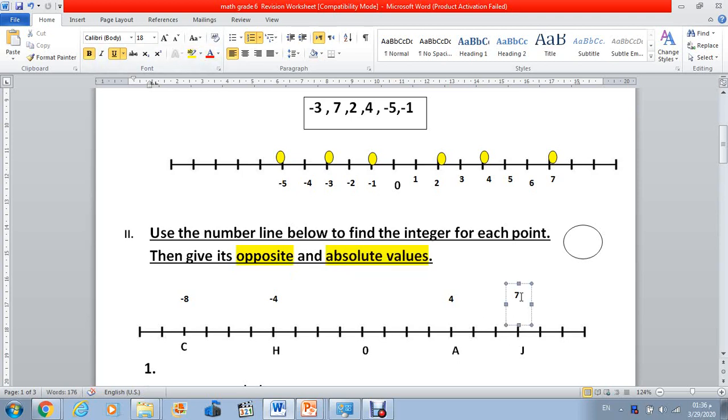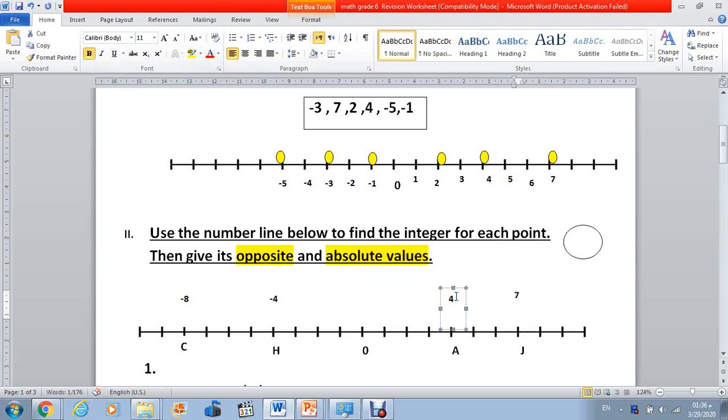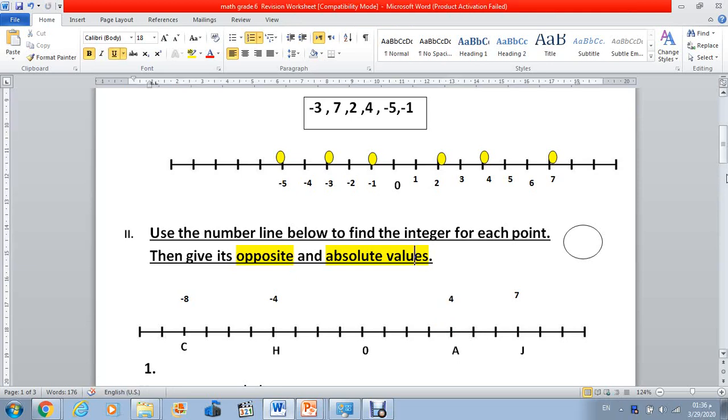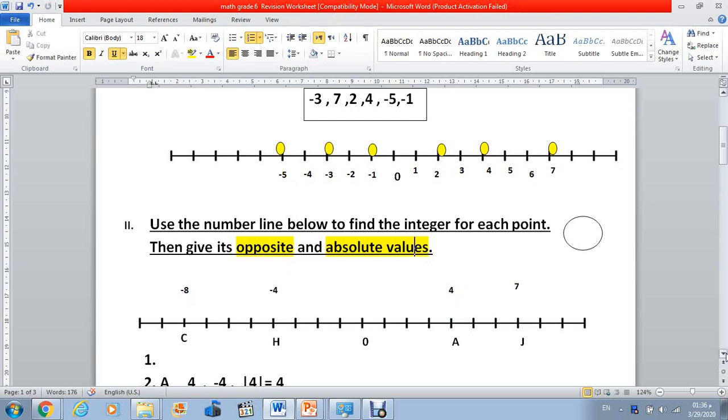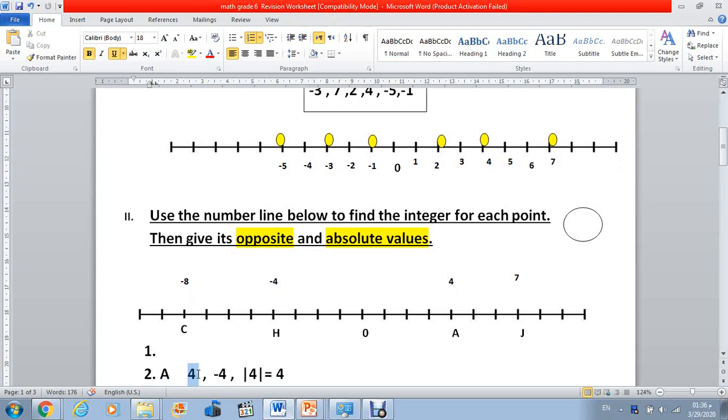Let's start with A first. What's the opposite of 4? We have to put the negative sign because we want the opposite, so it will be -4. And what's the absolute value of 4? It's 4 as well. So the integer of A is 4, the opposite is -4, and the absolute value of 4 is 4.